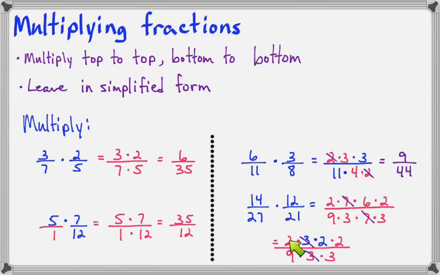And in the top, I'll get 2 times 2 times 2, which is 8. See, 2 times 2 is 4. And that 4 times this 2 is 8. And in the bottom, 9 times 3 is 27. So we end up with 8/27.